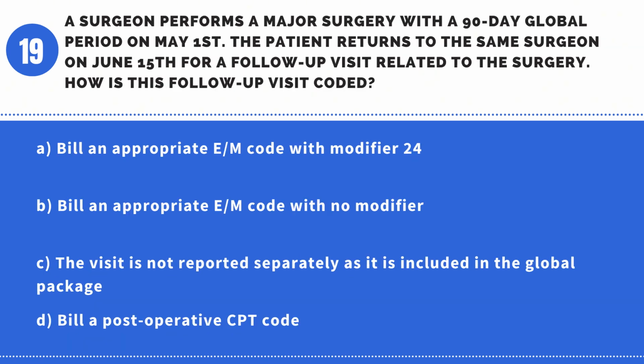A surgeon performs a major surgery with a 90-day global period on May 1st. The patient returns to the same surgeon on June 15th for a follow-up visit related to the surgery. How is this follow-up visit coded? A. Bill an appropriate E/M code with modifier 24. B. Bill an appropriate E/M code with no modifier. C. The visit is not reported separately as it is included in the global package. D. Bill a postoperative CPT code.